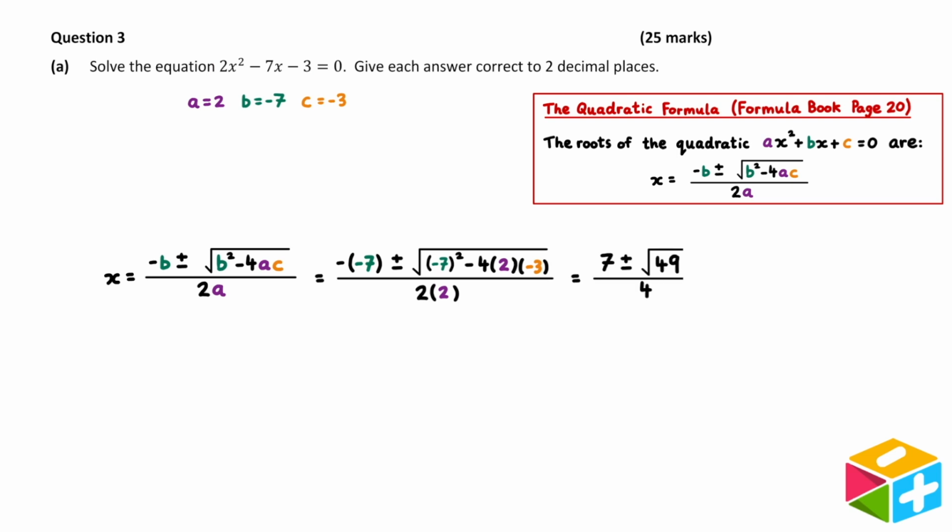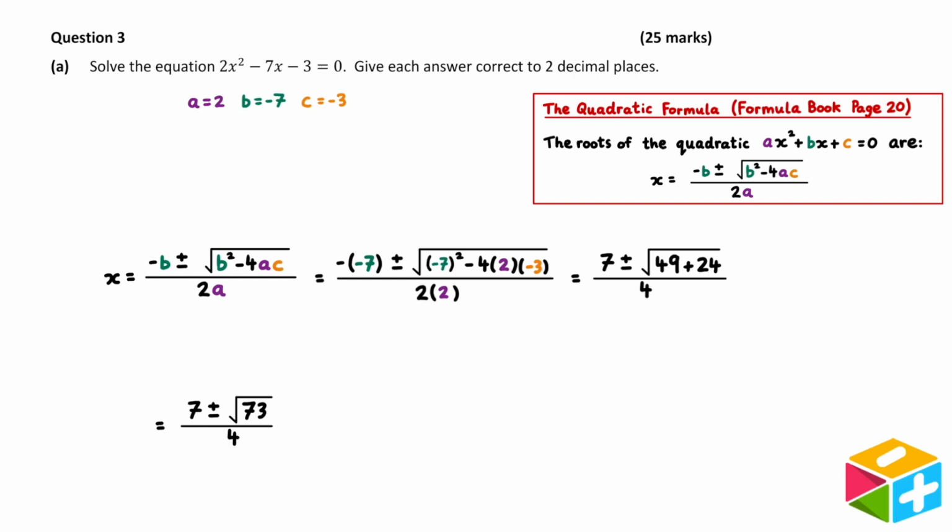Let's simplify a bit. Minus minus 7 is plus 7, minus 7 squared is 49, and minus 4 times 2 times minus 3 is plus 24. In the denominator, 2 by 2 is just 4. We can simplify further by adding the numbers under the square root. 49 plus 24 is 73.